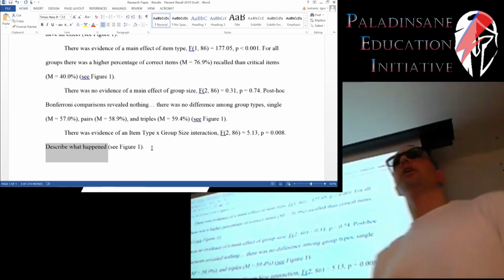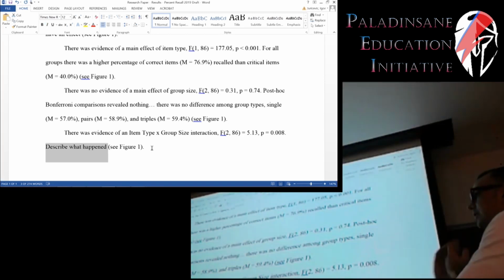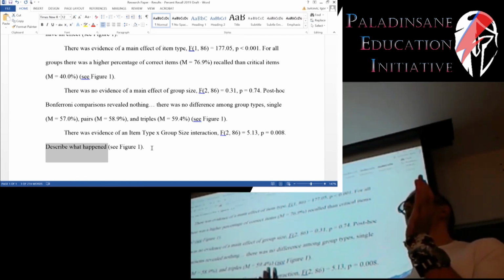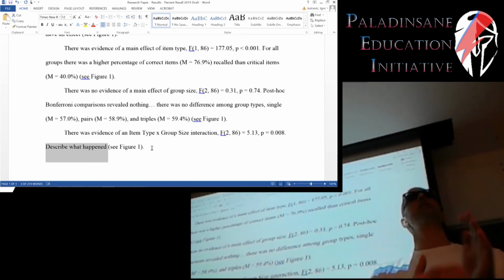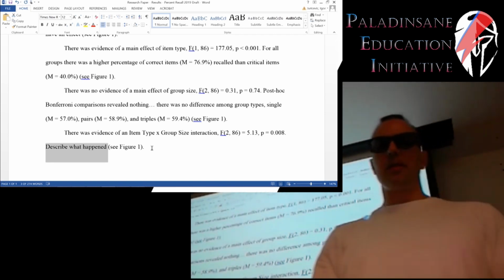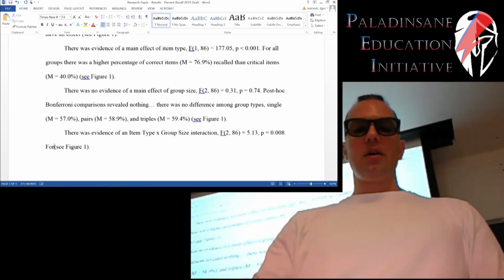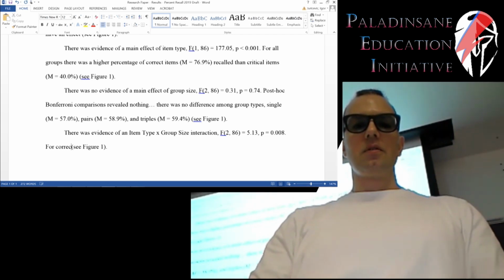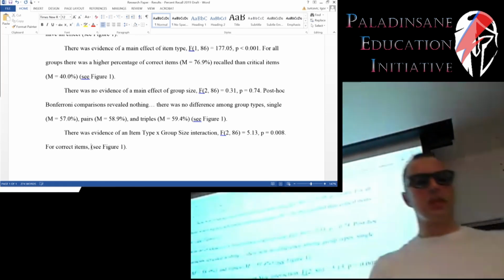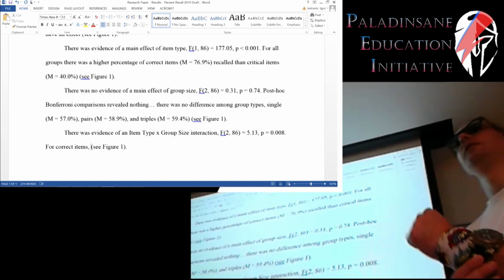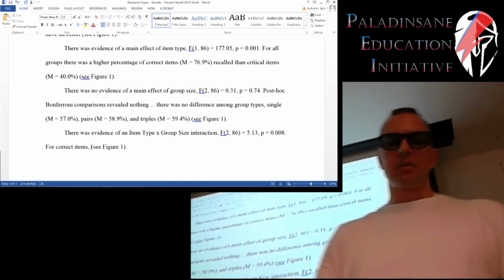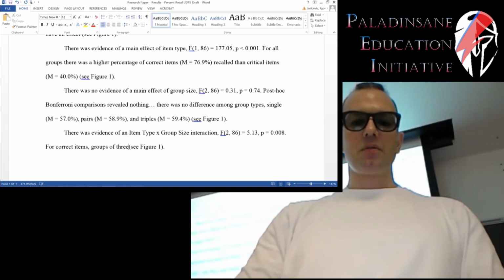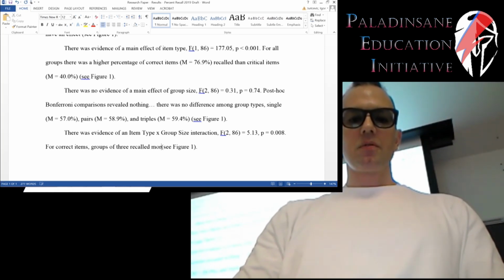And once again, for an interaction, the best way to describe it is to choose one level of a variable and describe what happened for that, and then do the next level and describe what happened for that. So we can do that with the item types. So for correct items, what happened for correct items? Groups of three, we recall more correct items than pairs. We recall more correct items in pairs than singles.